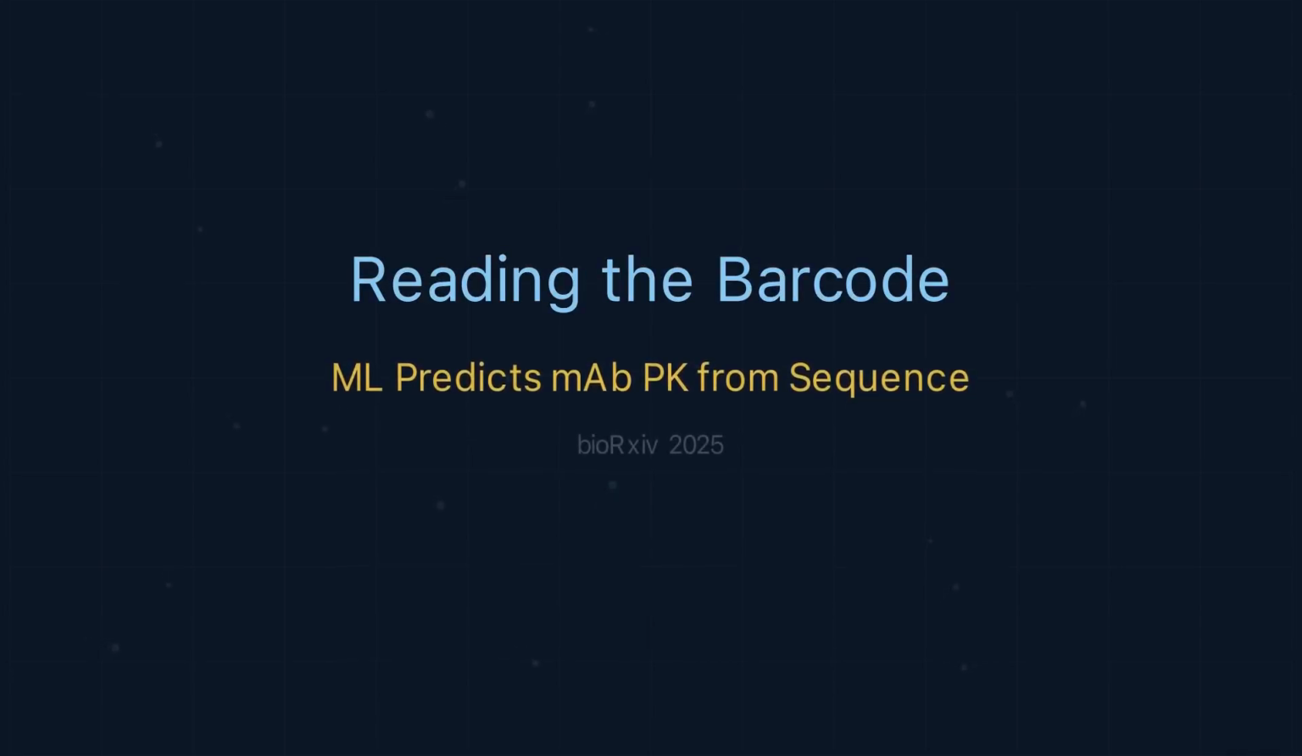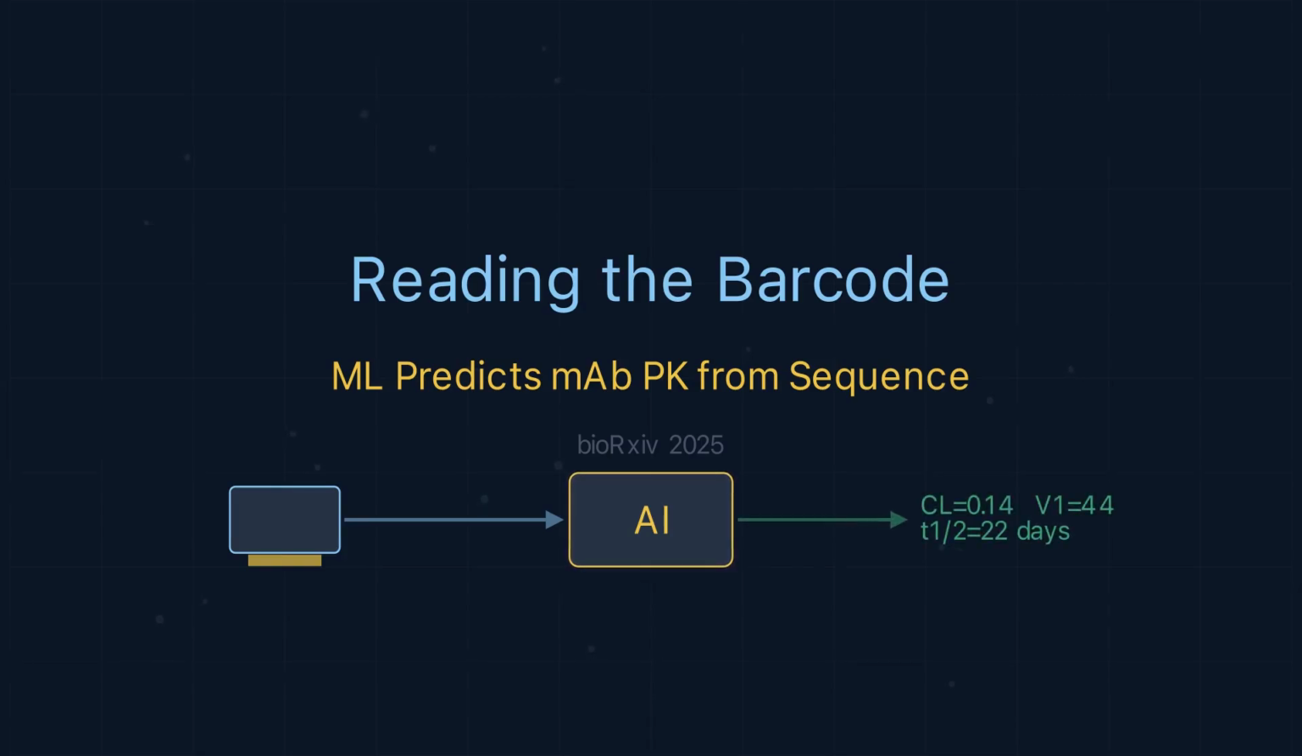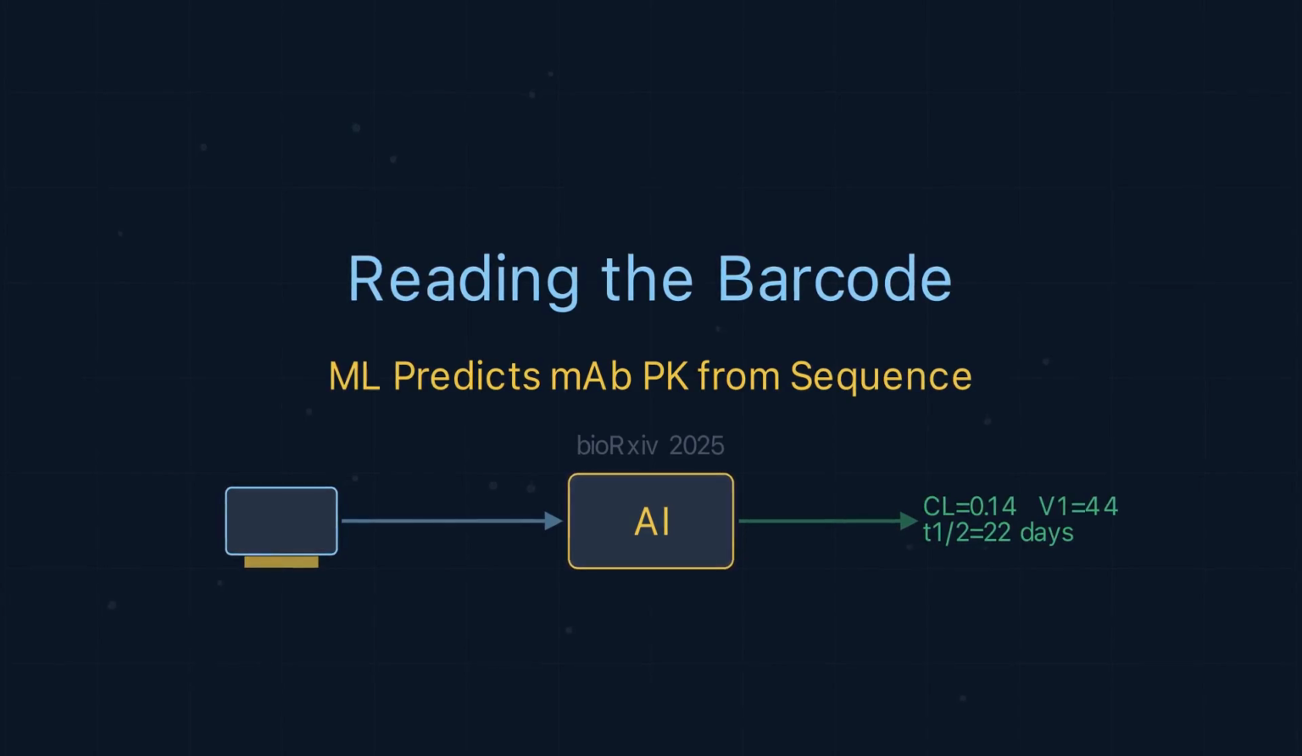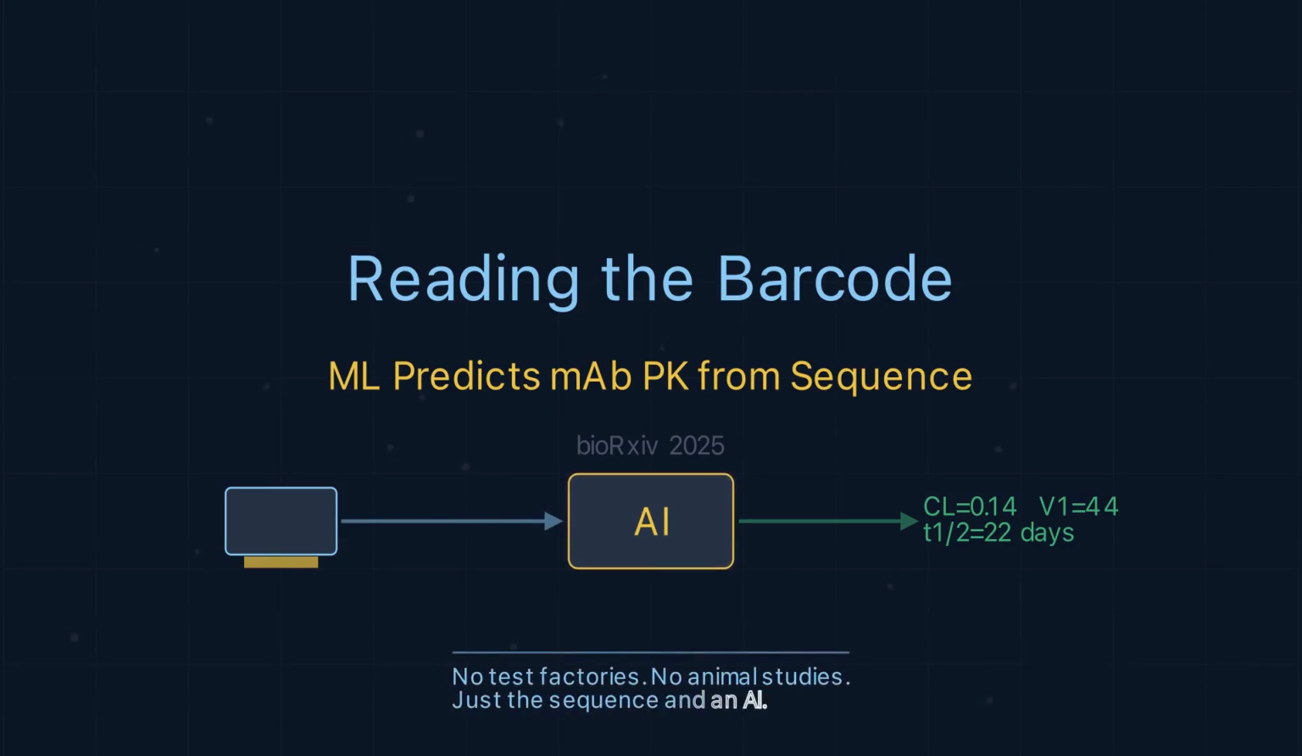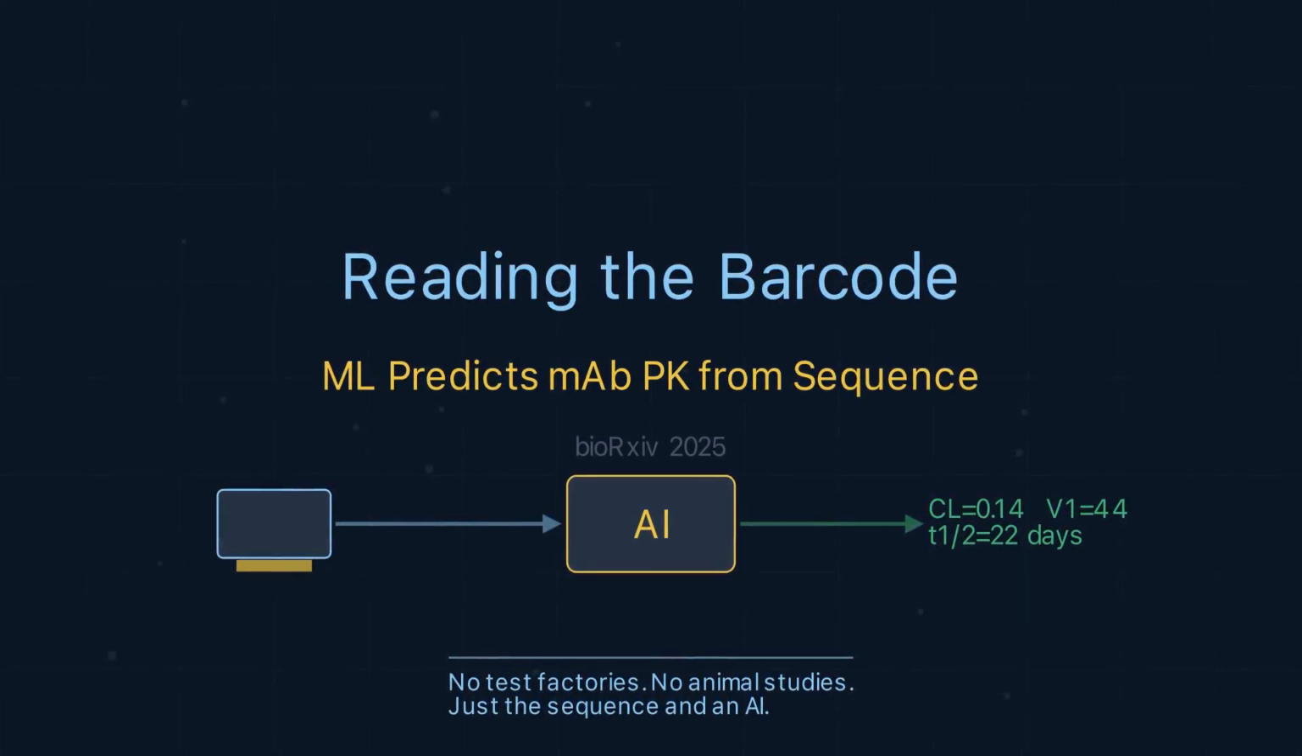The conveyor belt, the boxes, the shredder, the FcRn scanner. You know the system. But what if you could predict exactly how a box moves, its clearance, its volume, its half-life, just by reading the barcode? No test factories. No animal studies. Just the amino acid sequence and an AI that learned the patterns from 118 mAbs.